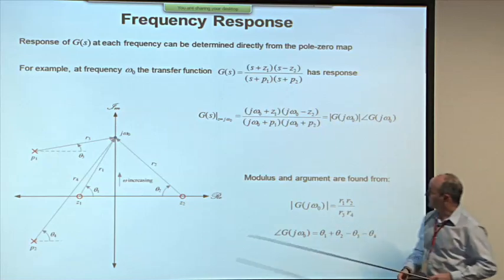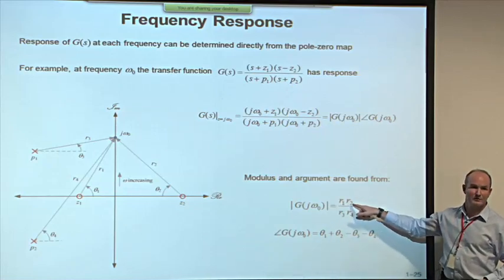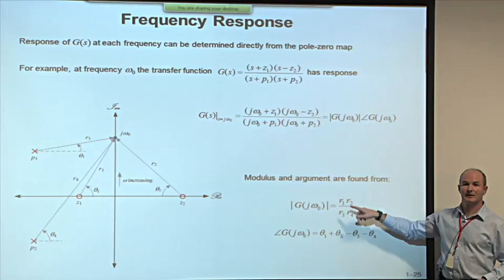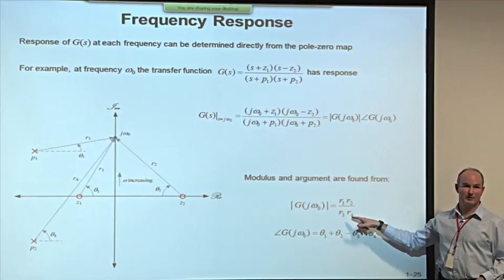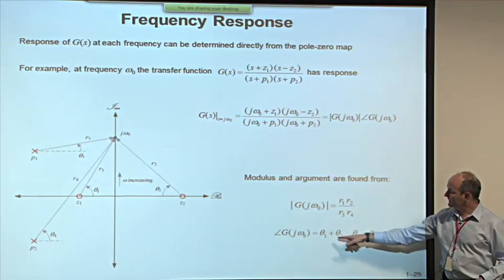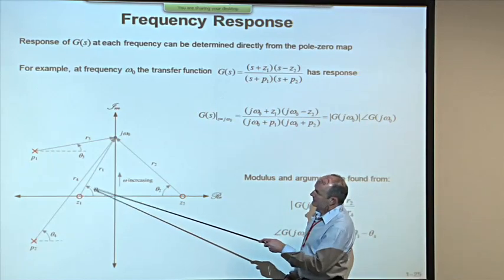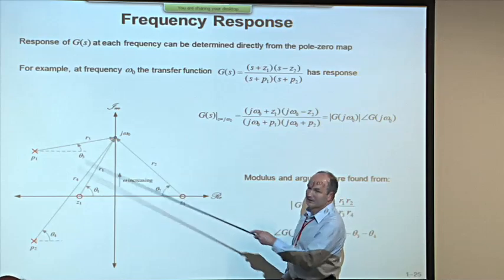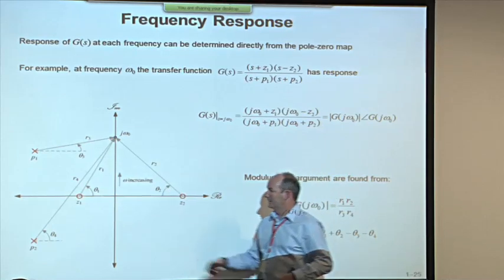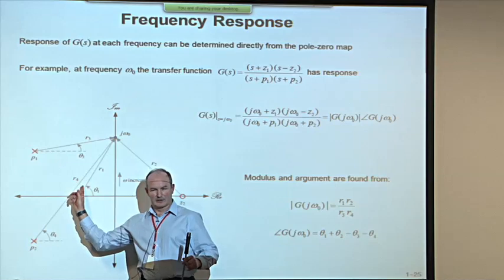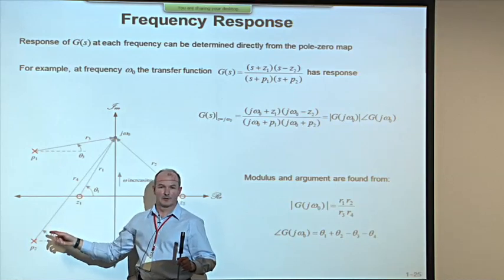At each frequency, the magnitude is going to be equal to the product of the two vector lengths from the zeros divided by the product of the two vector lengths from the poles. And the phase, well, the phase is constructed this way: you add the zero frequency angles and subtract the poles' angles.